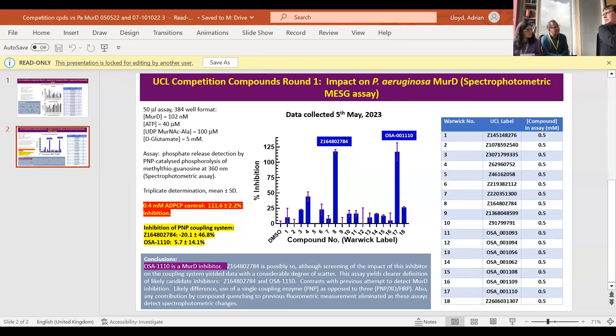So the discussion was whether to just do the IC50s first and then take the best of those and screen them against the other isozymes, or take the hits and screen all the isozymes and then choose those that hit the most isozymes to do the IC50. We had those discussions and we decided to do the IC50 first. Yeah.